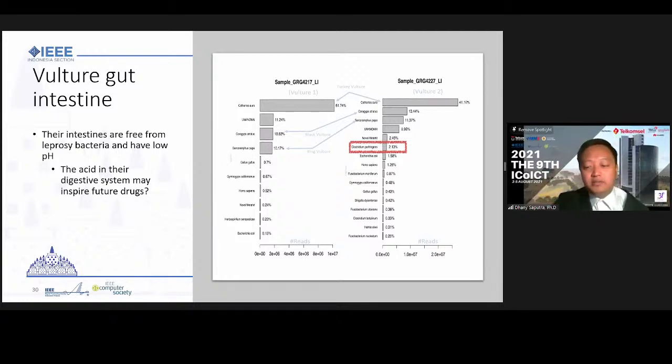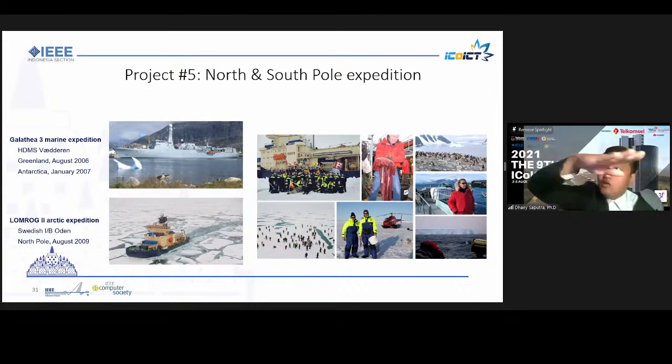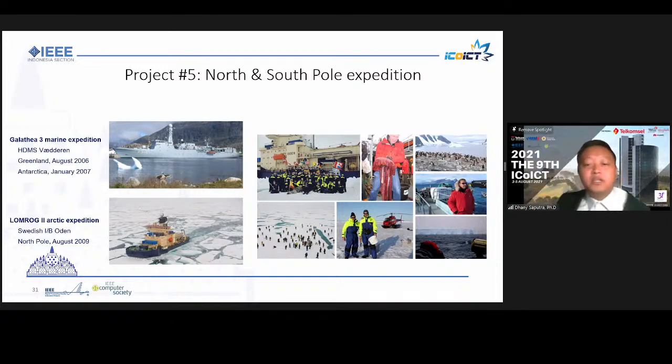So it's possible. Another project is a North and South Pole expedition. Before I came as a PhD student, there had been an expedition around the North and South Pole. Some projects took samples from the ocean on the surface and a bit deeper, and then very deep.